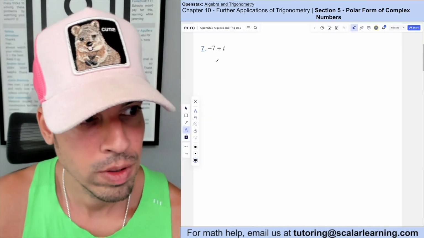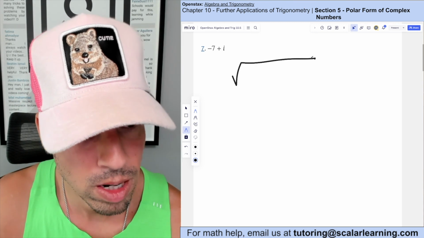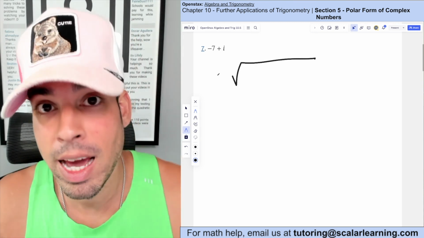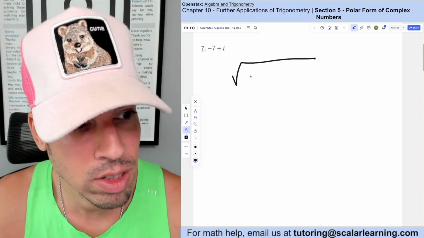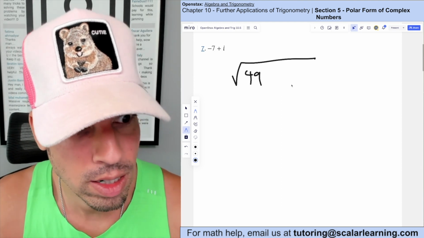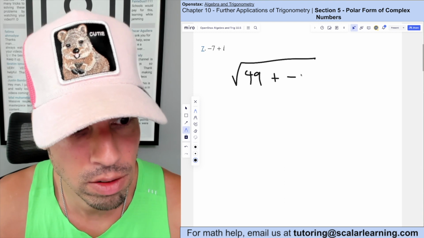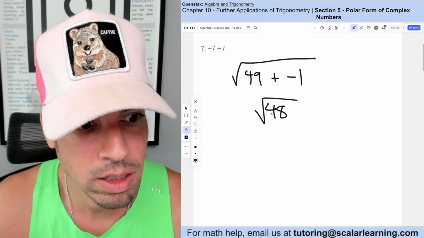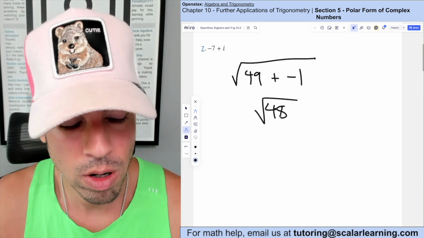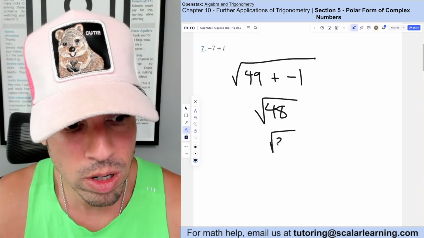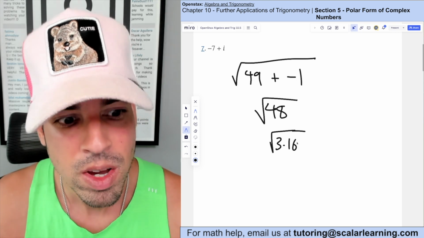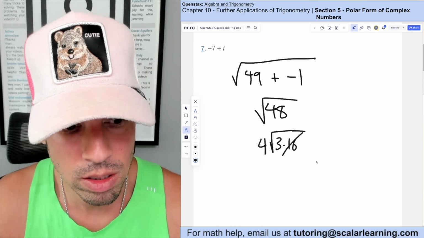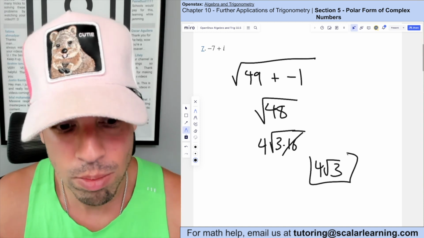Boom, done. So for this one, to find the absolute value, we use the following formula where we square the real and the imaginary, add them together, and then take the square root. So -7 squared is 49. i squared is -1. So we add those together. 49 plus -1 is 48. And then we can simplify the radical of 48 because square root of 48 is really 3 times 16. And this is great because I can take the square root of 16, which is 4, and bring it outside, which gives us 4 rad 3, boom, done.